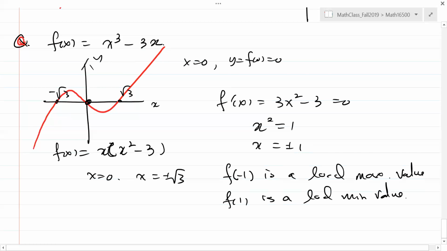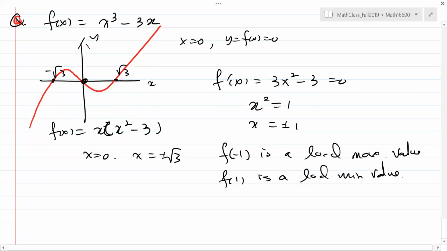You can calculate what f of negative 1 is. f of negative 1 is going to be negative 1 plus 3, which is positive 2. The other one is negative 2.